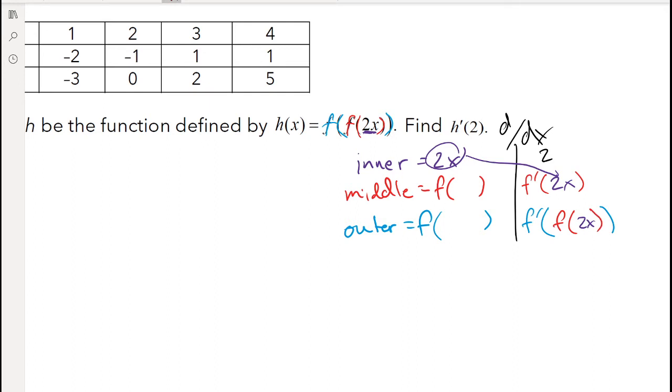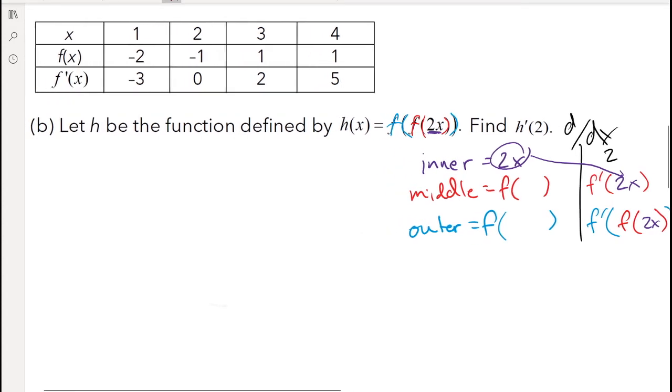Not f prime, by the way, not the derivative of the inside. The derivative of the outside is just equal to the derivative of the outside with the same stuff inside. Okay? And that's all it is. It's the chain rule being applied 3 times on this problem.